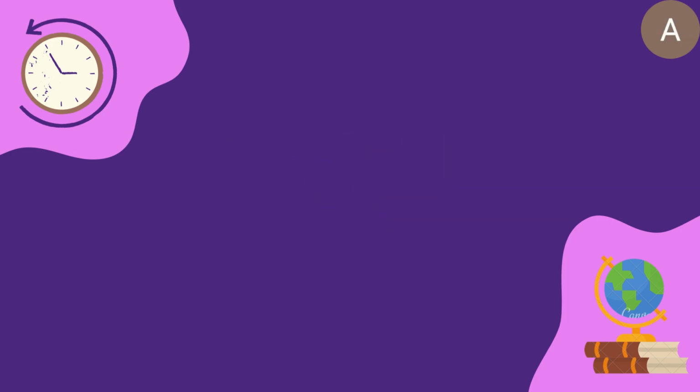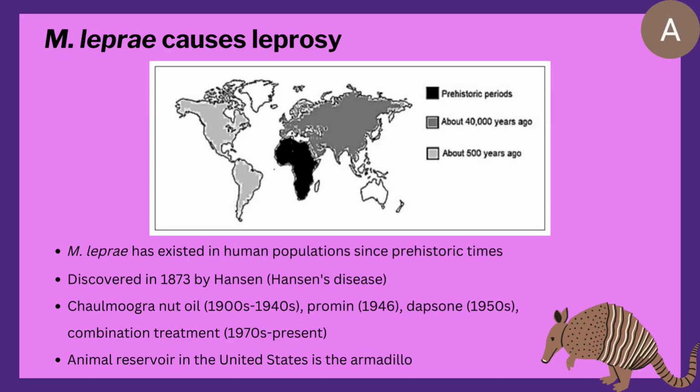pathogen. M. leprae causes leprosy, and it has existed in human populations since prehistoric times. As the graphic above shows, it existed in prehistoric Africa and then spread along human migration routes into Eurasia about 40,000 years ago. It also reached North and South America about 500 years ago. It was discovered in 1873 by Hansen. This is why it's called Hansen's disease.